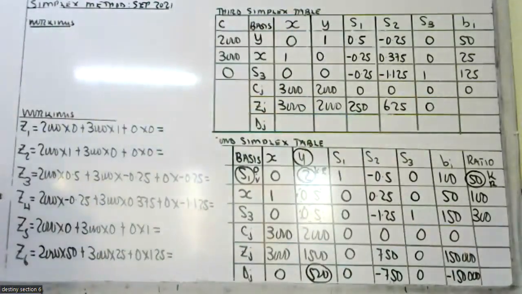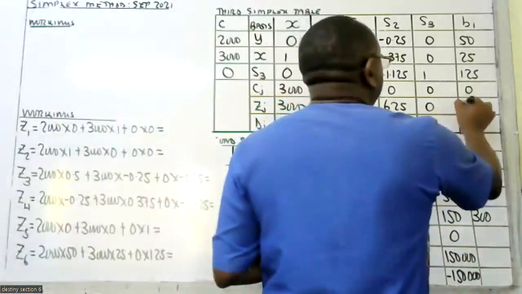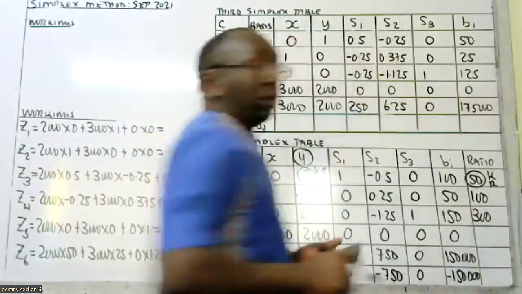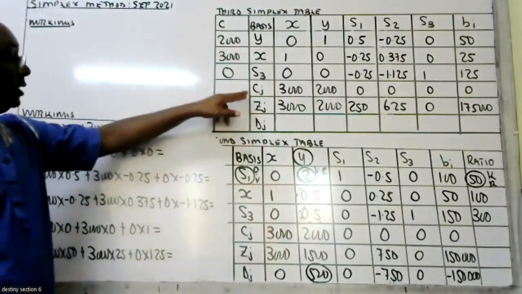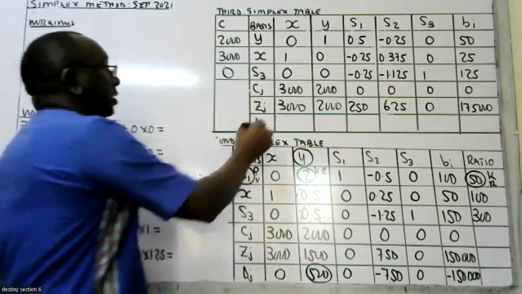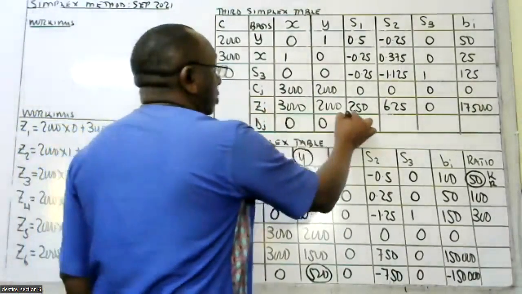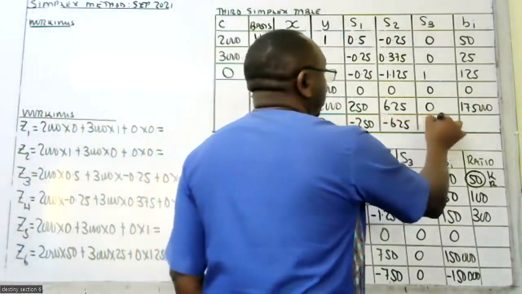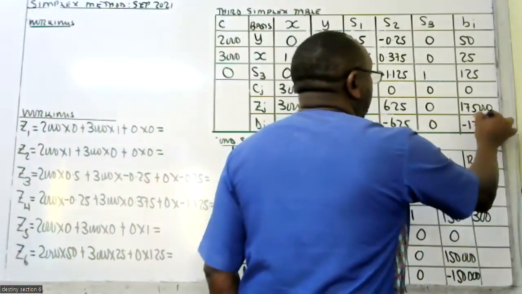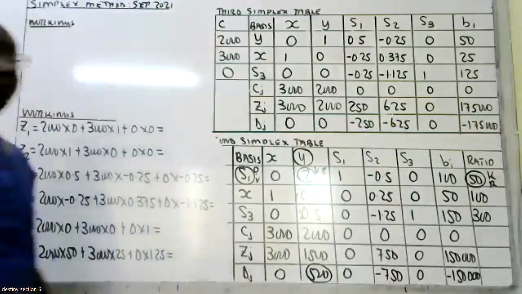And the last one is 2000 times 50 plus 3000 times 25 plus 0 times 125 is 175,000. So DJ, we say it is CJ minus ZJ. So this will be 0, 0, minus 250, minus 625, 0, minus 175,000.